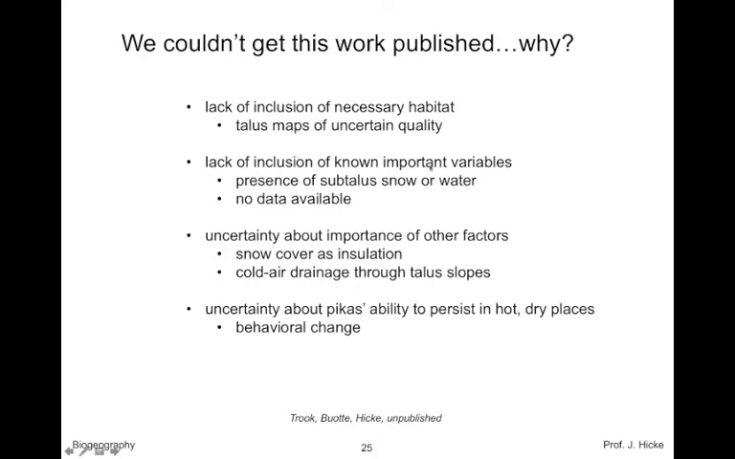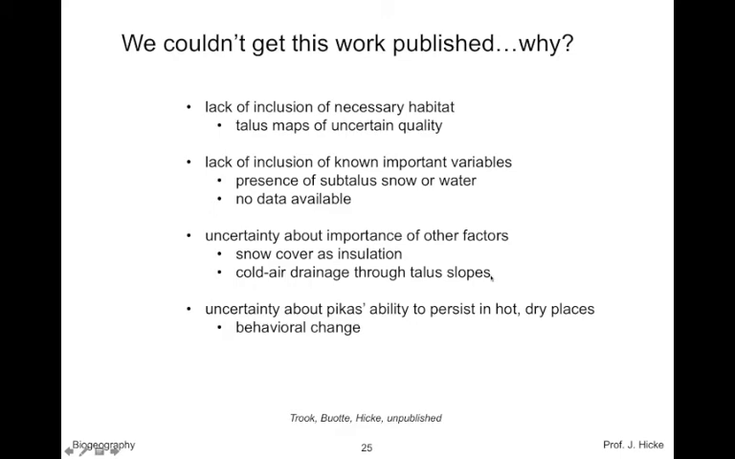There were important variables that we didn't include. So we know that the presence of subtalus snow or water is really important, but we didn't have information about the temperatures at, say, 2 feet below the surface. We only had air temperatures, and yet it's the subtalus temperature instead of the surface temperature that's going to be important. So that was an issue. We didn't know about snow cover as insulation.